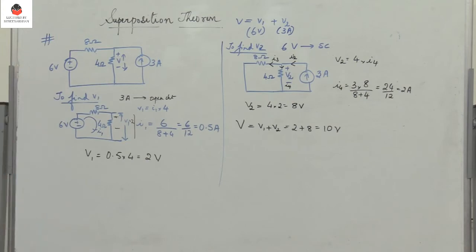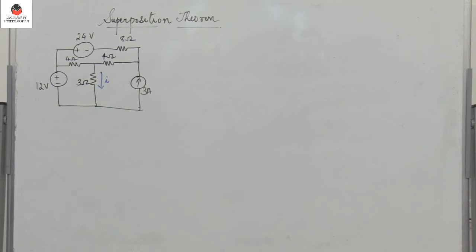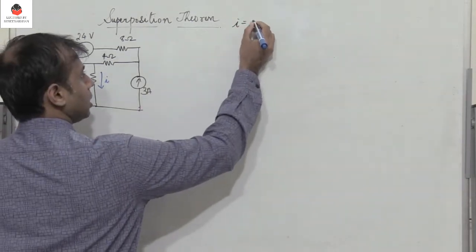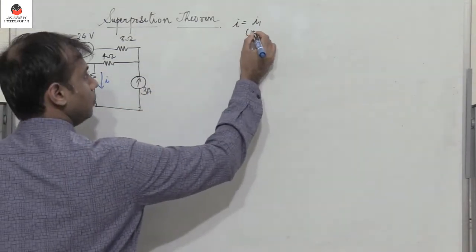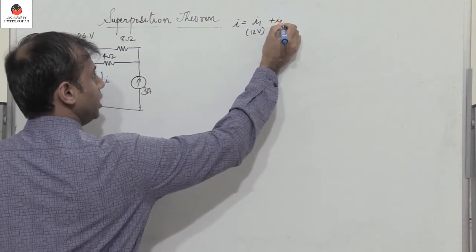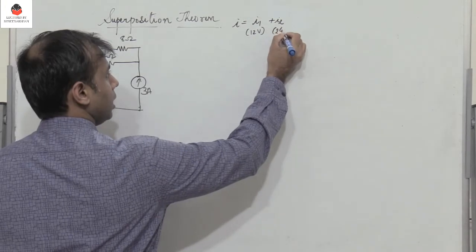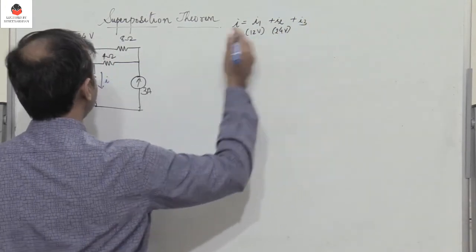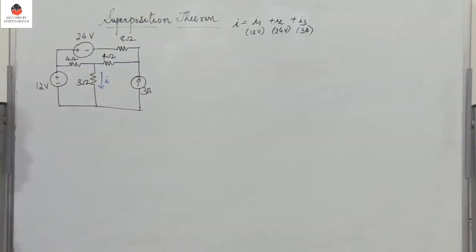So let's take another example. Consider a circuit. We have to find the current through the 3 ohm resistor using superposition theorem. So we have to find I, which is nothing but I1, the current due to 12 volts, plus I2, the current flowing through 3 ohms due to 24 volts, and I3, the current flowing through 3 ohms due to the 3 ampere current source. So we have to consider one of these sources at a time.